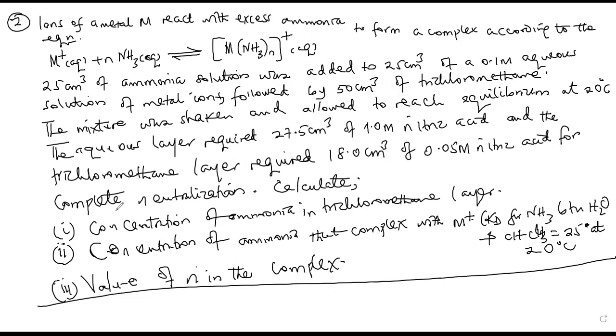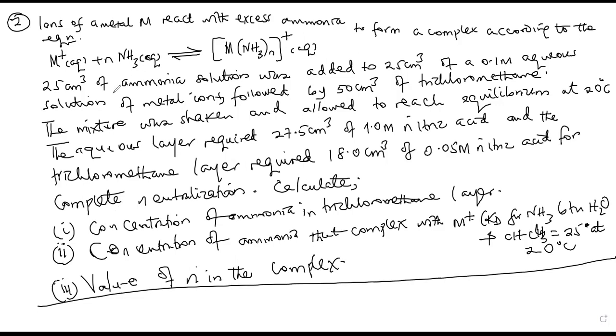Then after that, you titrate the aqueous layer with the same acid. Still, you will get the total ammonia present in the aqueous layer. And then, as easily as possible, you can get the concentration of the complex ammonia by taking the total ammonia in the aqueous minus the free ammonia. Then after getting that, you can easily get your value of n by getting the concentration of complex ammonia over the concentration of the ion.